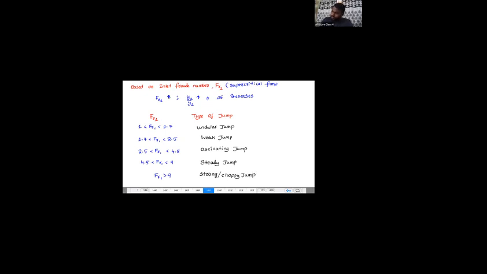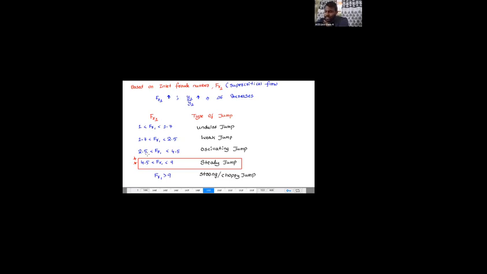So this is the jump that we prefer. This is the preferable one. If you want to create a steady jump, what is the Froude number range? 4.5 to 9. See, this is all based upon the type of jump, meaning the strength of the jump, how much energy is going to be dissipated.